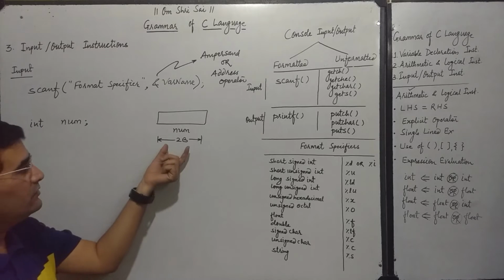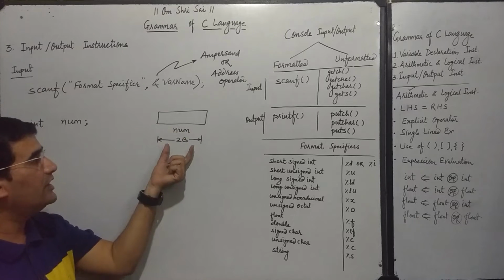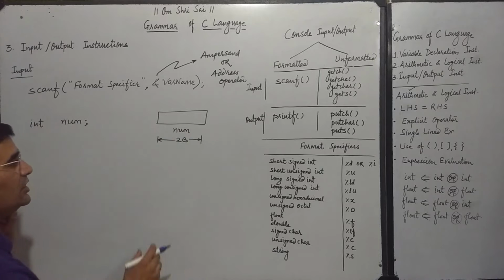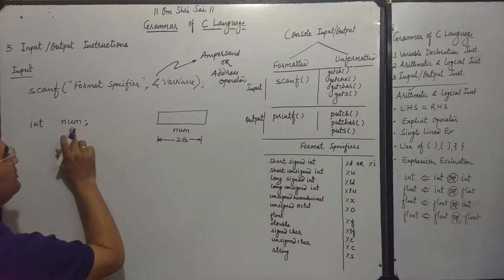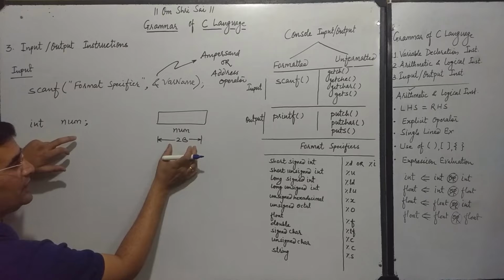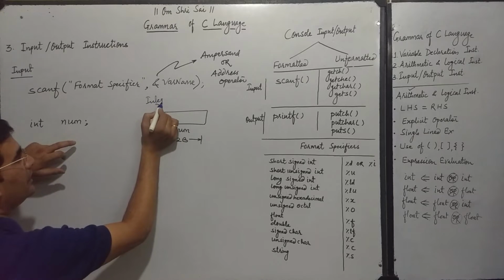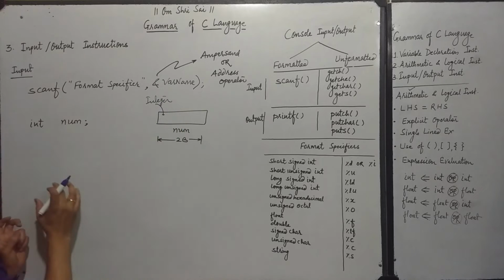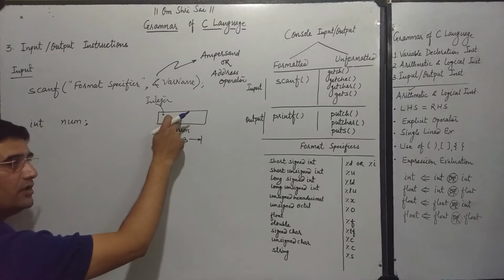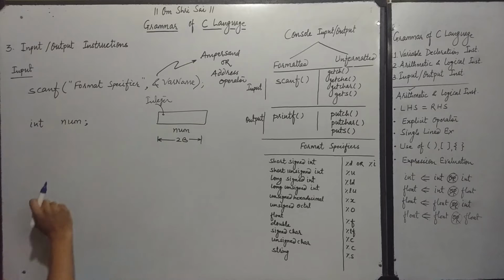We are not aware of that particular location where this variable is actually created. Somewhere in the memory, the variable num will be created, which will consume 2 bytes of memory and will hold the integer data. Now we want a value from the keyboard to be stored in this variable num. What should be the syntax?